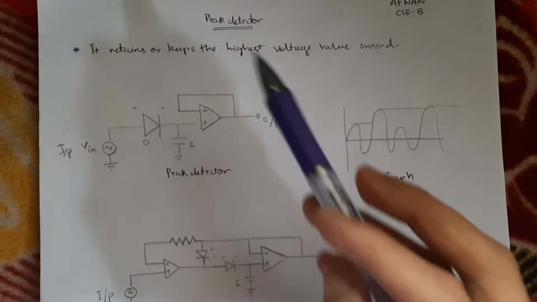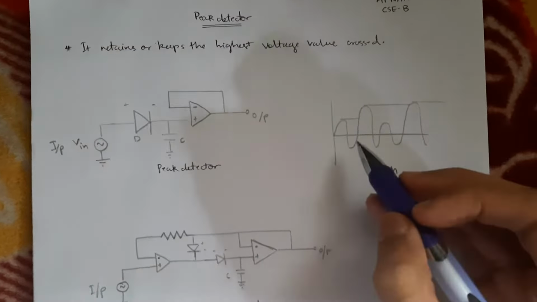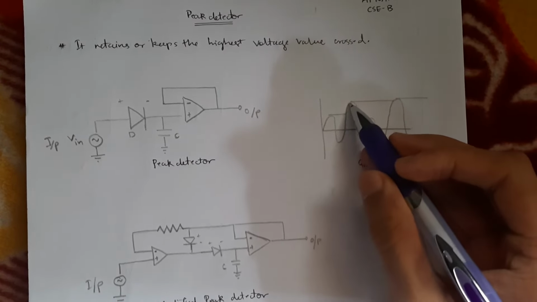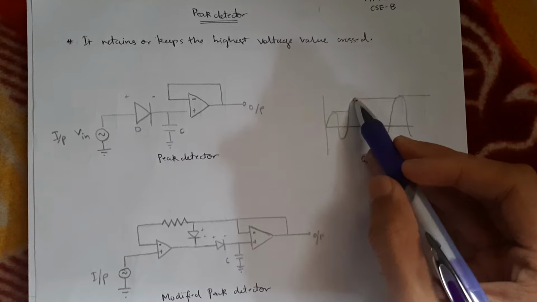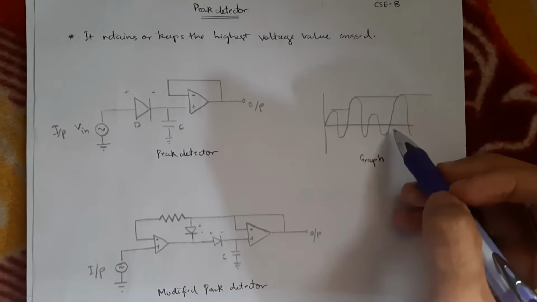So let's begin. What is a peak detector? Peak detector means when the voltage increases, this value will be retained. Again, if it decreases, the value will not decrease, it will be retained. And again, when the voltage increases, the maximum value will be this, and the peak detector retains this value. Okay, this is known as a peak detector.